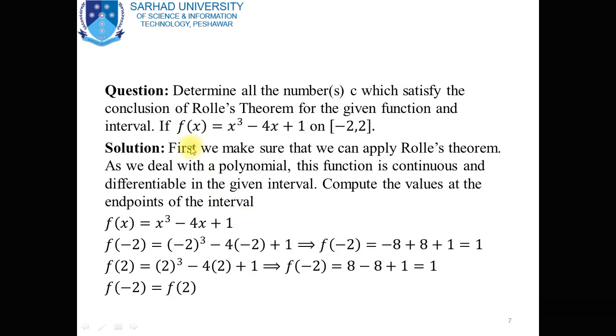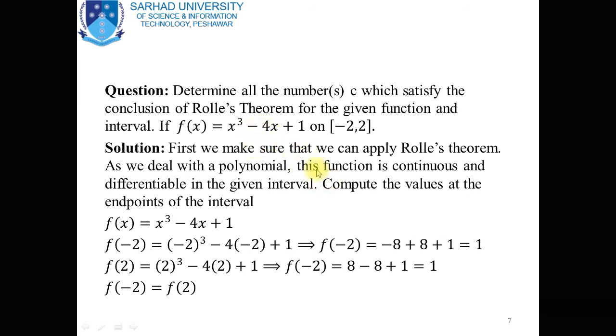Now another problem, to determine all the numbers c which satisfied the conclusion of Rolle theorem for the given function and interval. The given function is f of x equal to x cube minus 4x plus 1 on the closed interval from minus 2 to 2. First we make sure that we can apply the Rolle theorem. As we deal with a polynomial, this function is continuous and differentiable in the given interval. So this function is continuous on this closed interval and differentiable on the open interval minus 2 and 2.